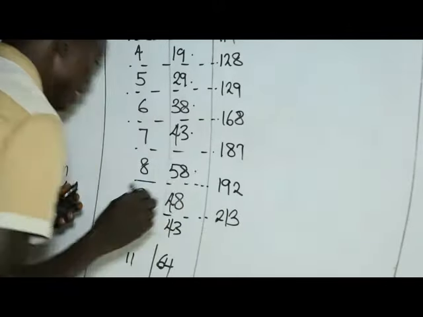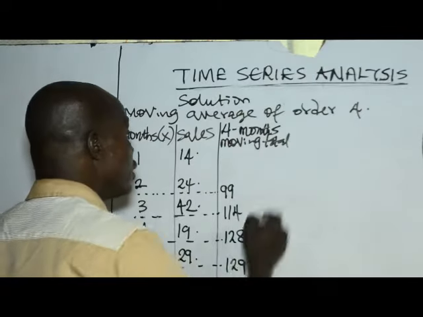the next thing is to calculate 2 of the 4 months moving total. You calculate 2 of it. 2 of the 4 months moving total.